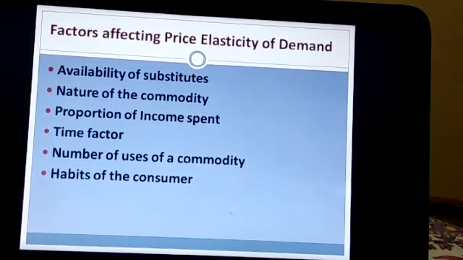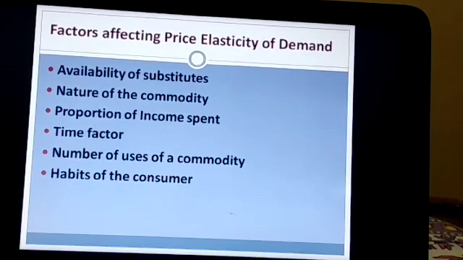But in factors affecting price elasticity of demand, what we study is that yes, these factors do change the demand, but what is the extent of change? The elasticity of demand concept measures the extent of change. How much change? More change or less change? It measures the extent of change. So these are the points we'll be doing today.